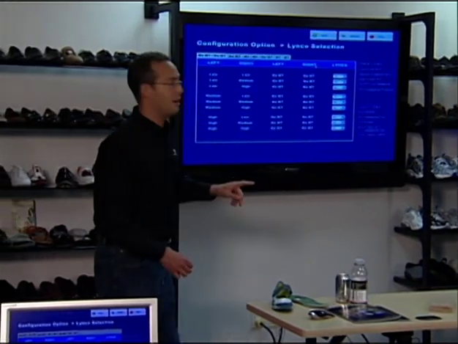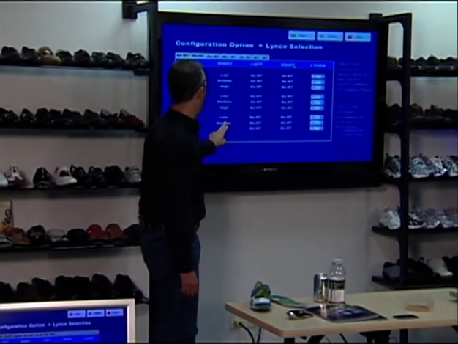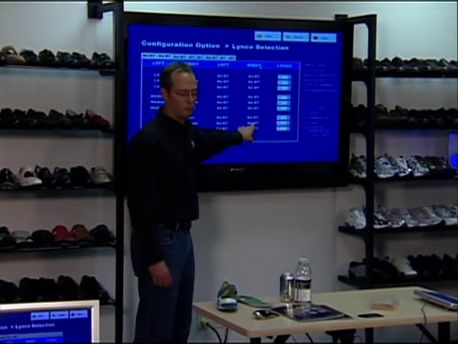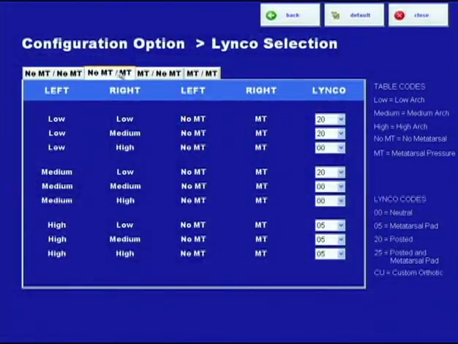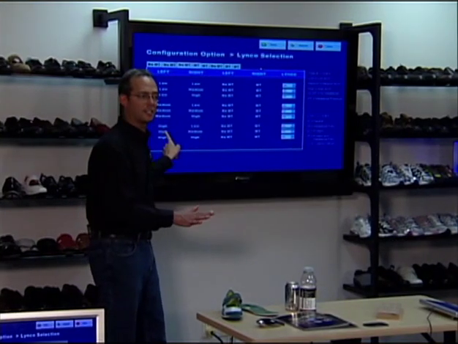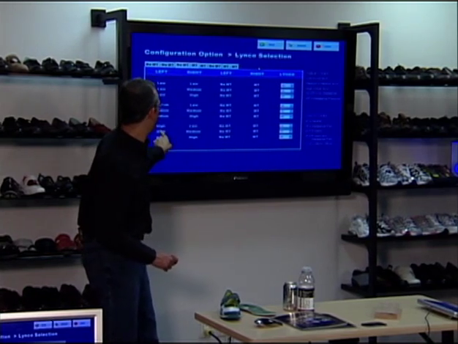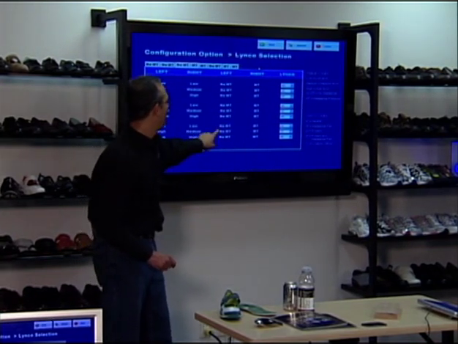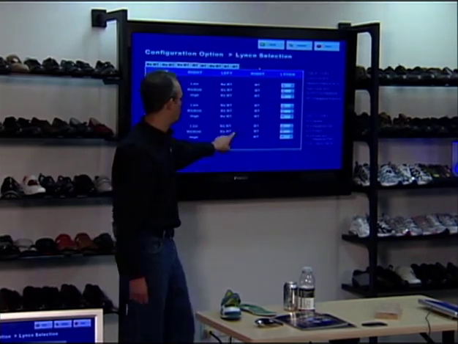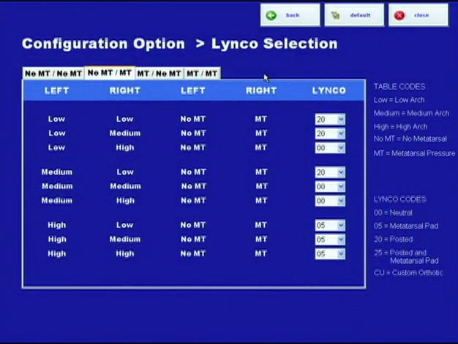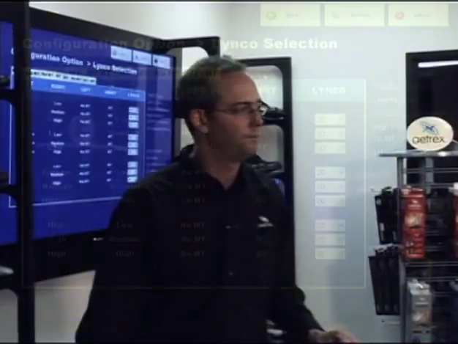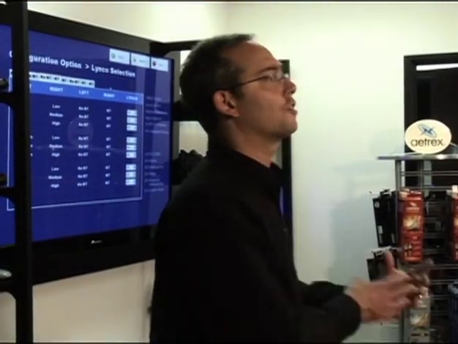Now, if we had a high and a medium, and the right foot had metatarsal pressure, let me click on that one right here. By clicking this tab, this is one of the 36 categories that you can fall into. Left foot high, right foot medium. Your left high arch foot had no metatarsal pressure, but your right medium foot had met pressure. Both feet would meet one of the two thresholds: one's high arch, one's got met pressure. So we recommend for that foot an 05 with a met pad. So it's a great question. And that's our system for placing you with the right Linco.